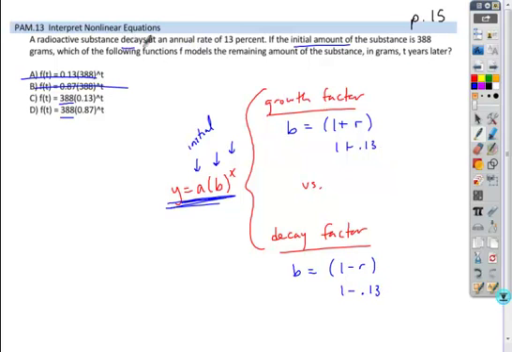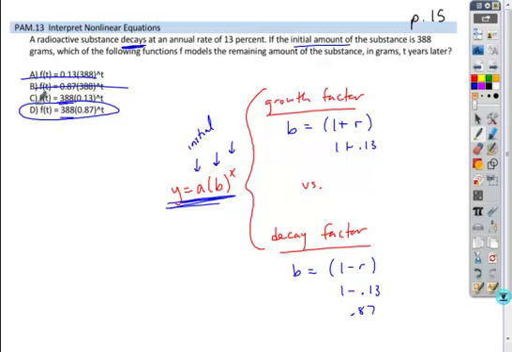So if it decays at a rate of 0.13, that's our decay factor. We're looking at this quantity: 1 minus 0.13 is 0.87, and that allows us to answer choice D. So there is a strong possibility you have some kind of exponential growth or decay type of question on your SAT.